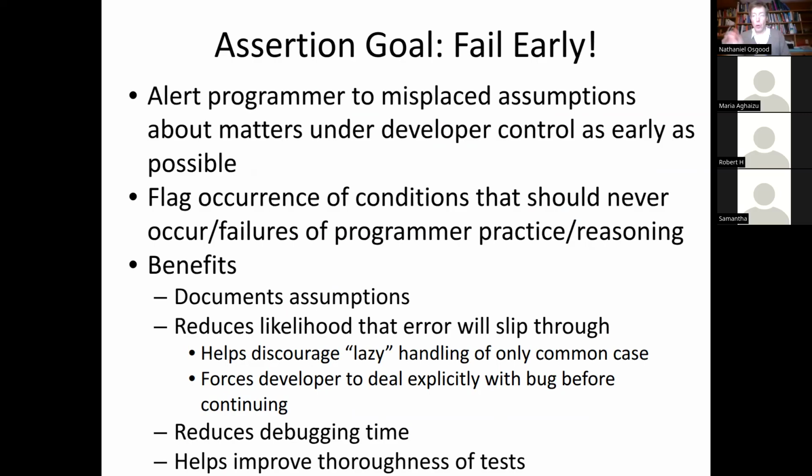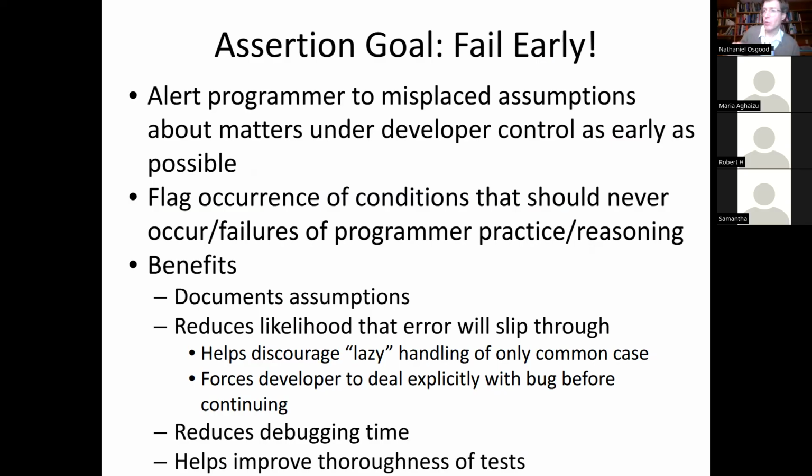So the goal of an assertion is to fail early. If there's going to be a problem, detect it as early as possible, so you can flag it and eventually fix it. If your reasoning is off, you find it as soon as possible so that you can fix the circumstance, whether it's your reasoning or the problem that your reasoning detected. So it alerts programmers to misplaced assumptions about matters that are under developer control.